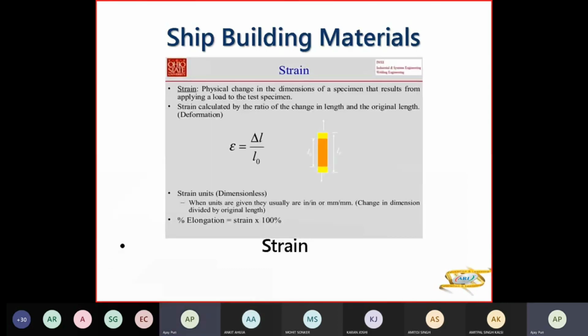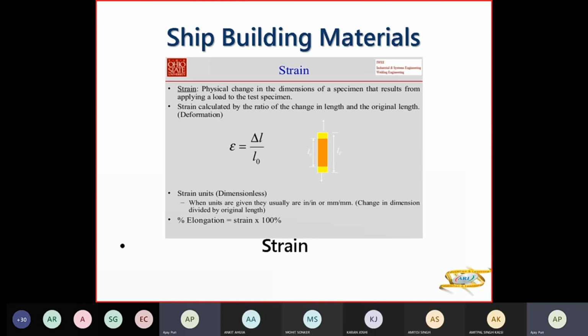Strain is a physical change in the dimensions of a specimen that results from applying a load to the test specimen, and is calculated by the ratio of change in length and the original length, which is deformation. The original length is your orange, the changed length is yellow plus orange. So epsilon is delta L divided by L0. It is dimensionless; when units are given, they are usually inch per inch or mm per mm. So change in dimension divided by original length gives strain, and percentage elongation is strain into 100%.